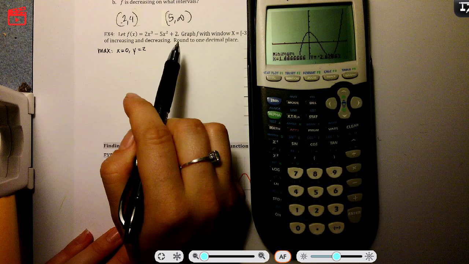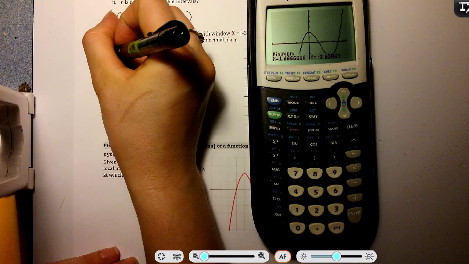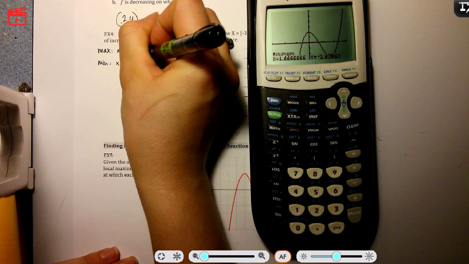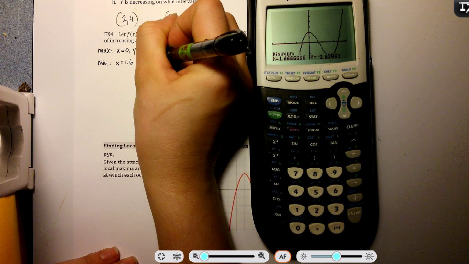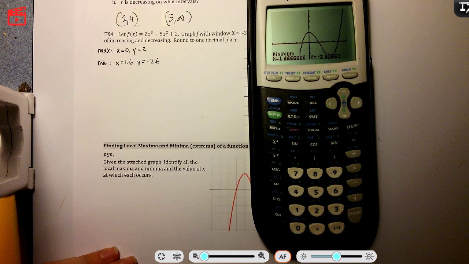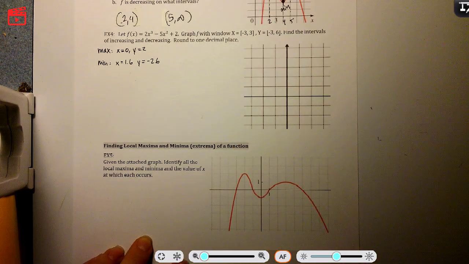And my instructions here say to round to 1 decimal place. So my minimum point, I'll say x is about 1.6 and y is about -2.6. Okay. So I'm going to put my calculator to the side for a second.